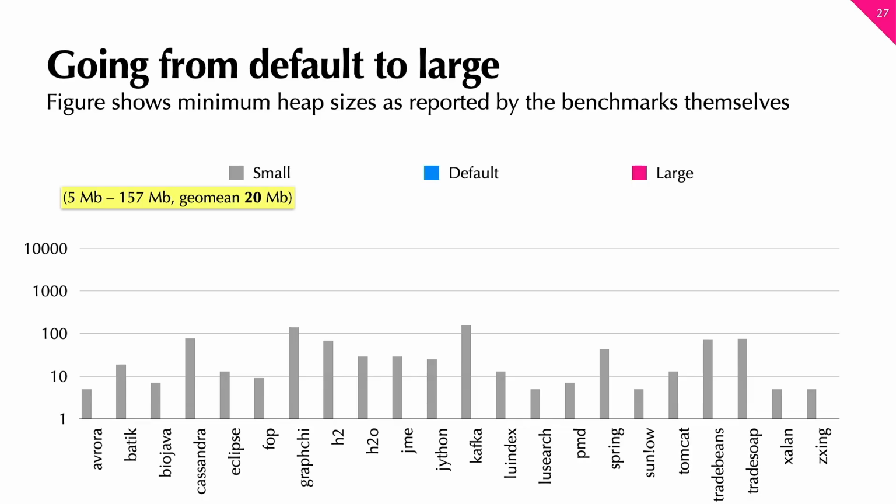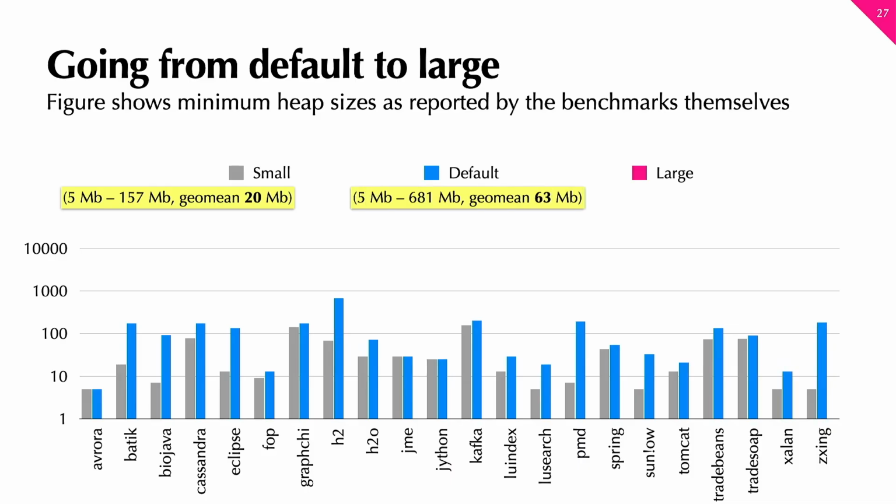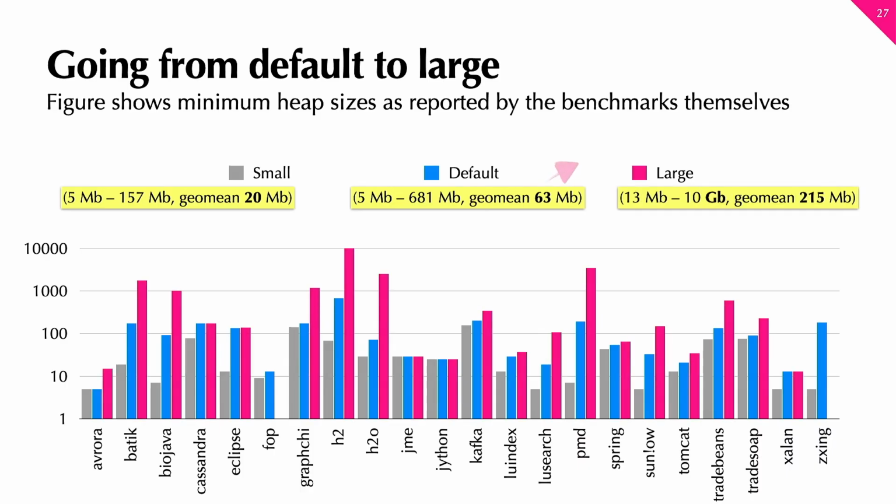So small is 5 to 157 megabytes of heap, and then default from 5 to 681, as we have seen before. And now we're going up to large, right? So large is 13 megabytes to 10 gigabytes. 10 gigabytes, that's a substantial increase of a workload, but that's not all of them. So the geometric mean is 215 megabytes now, so at least we're seeing the next order of magnitude, if you will.